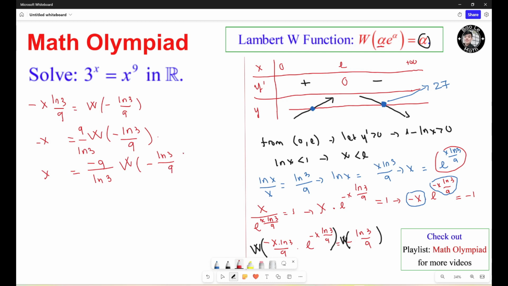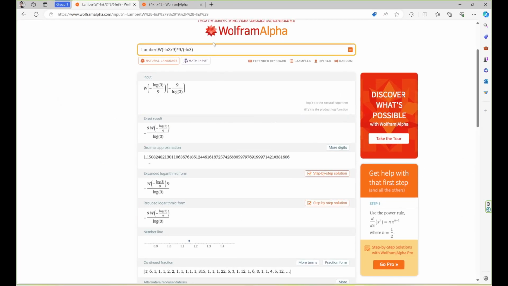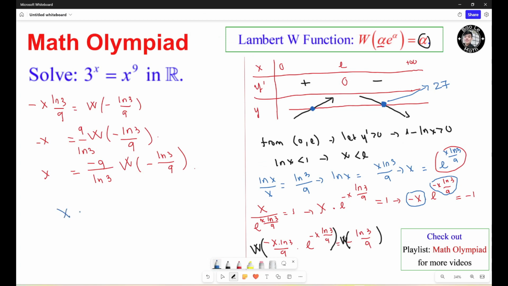Alright, so we're going to use Wolfram Alpha. We put this one on Wolfram Alpha, and we get the solution. It should be 1.15. So the answer must be equal to 1.15 something. Alright, so this is the second solution, and the first solution is going to be s equals 27. And it's a good time to stop.